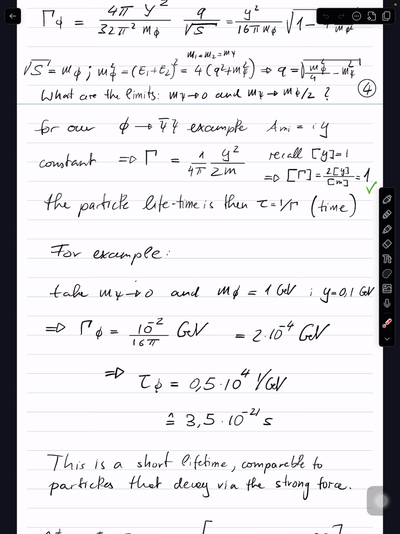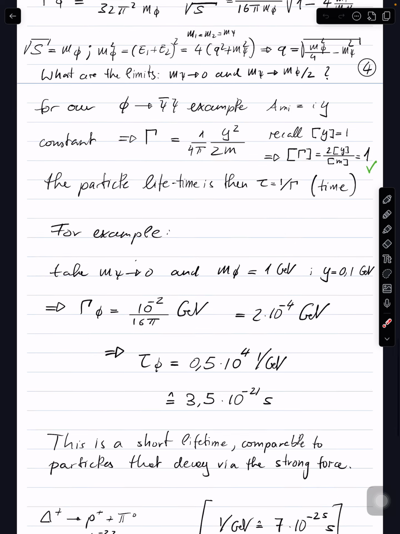Now, for our example here, we can recall that this matrix element is just a simple iY, so the squared is just the Y squared divided by 2m. If we, for example, had set the mass of the psi particles m psi to 0, this square root is just 1, and we have a very simple expression with units of energy, and units of inverse time as expected. Y has the units of energy in our theory, if you remember.